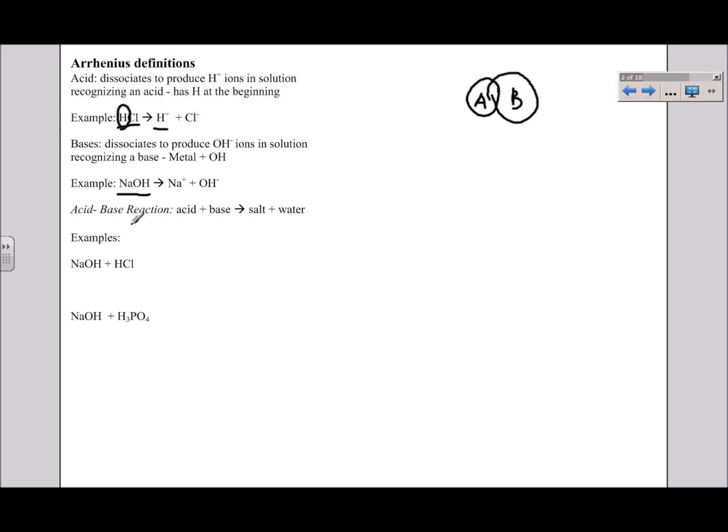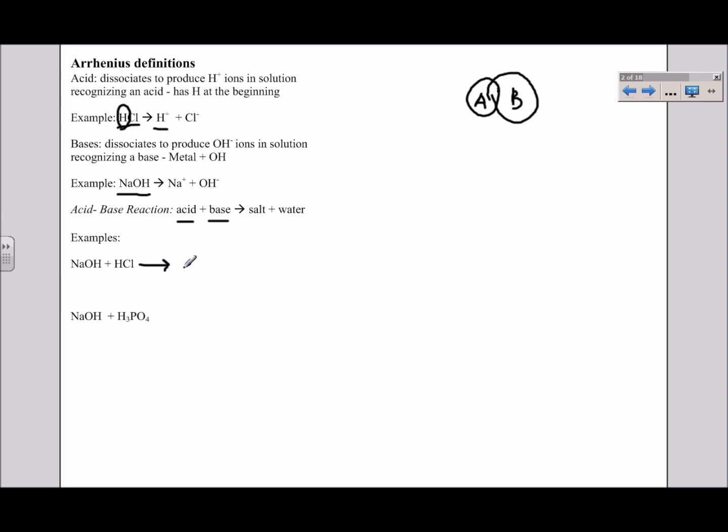Now, by definition, under Arrhenius, when an acid and a base combine, they will produce salt and water. Essentially, what happens when you have an acid and base combining is that you have neutralization. So the acid will lose its acid properties and the base will lose its basic properties, and we will be left with a neutral solution.